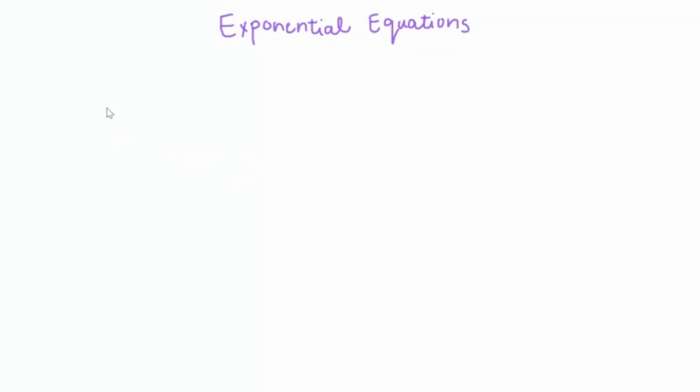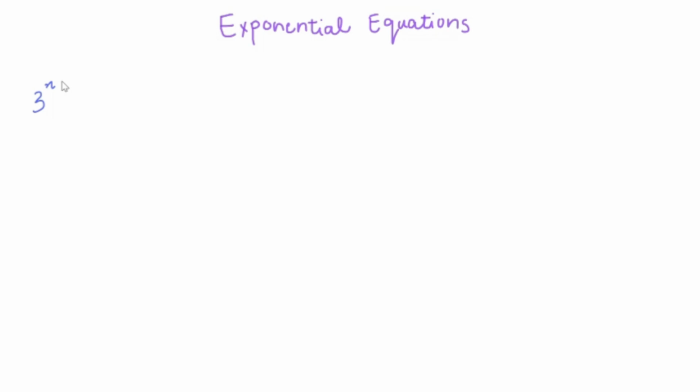Hi guys, today we're going to learn how to solve exponential equations. An exponential equation is an equation which has a variable in the power. Like for example, here if we have x, which is a variable in the power, it would make this an exponential equation. Now there are two types of exponential equations that we need to solve. First, where the bases are the same, and second, where the bases are not the same. So we will see how both can be solved.